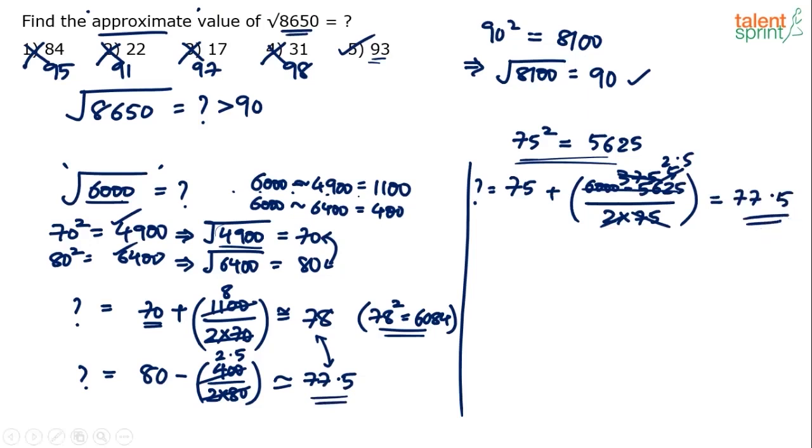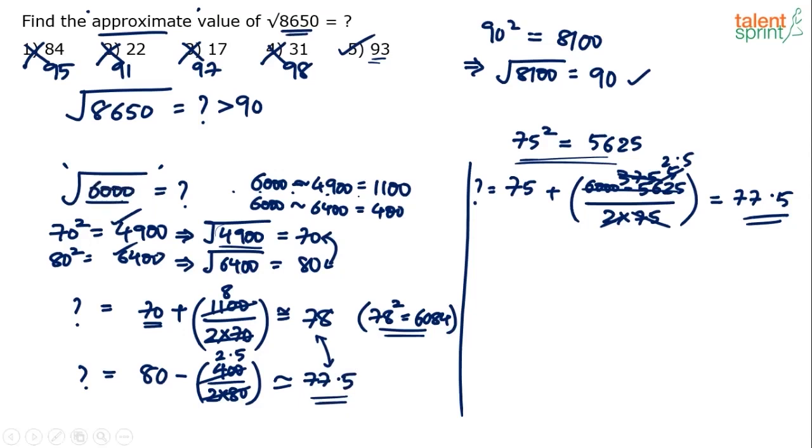See, basically understand 6000 is in the middle of 5625 and 6400. The distance of 6000 from 6400 is 400. The distance of 6000 from 5625 is also nearly 400, 375. So because the distance is almost the same, the resulting answer is also almost the same, 77.5 and 77.5. So closer the value that we consider, better the answer we get, right?